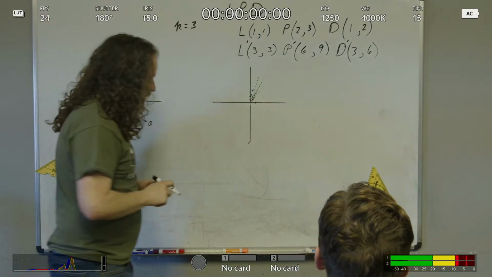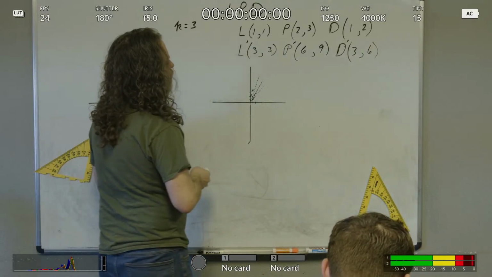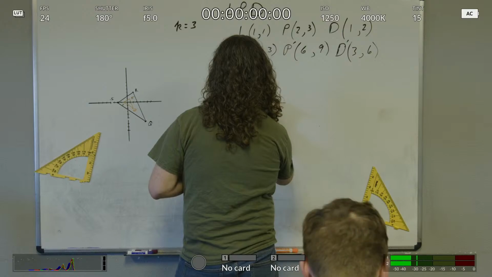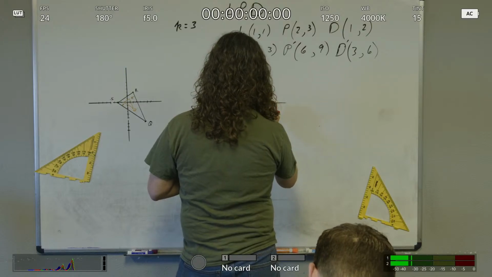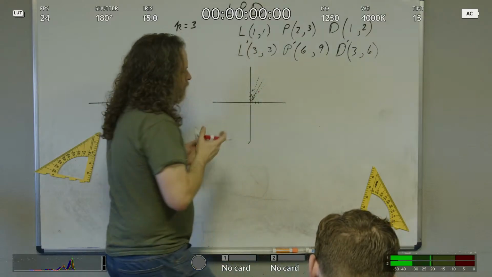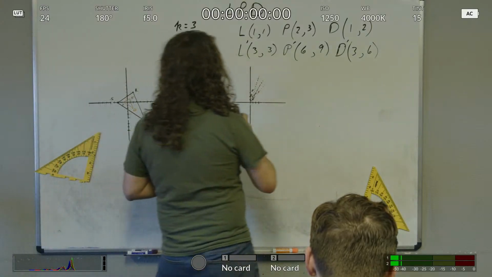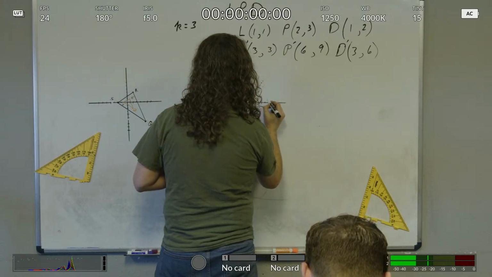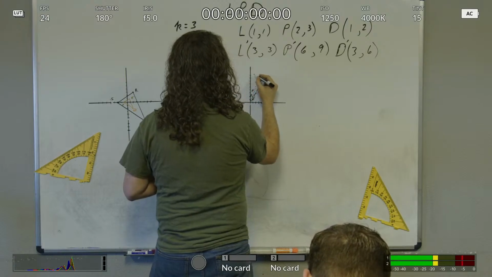Let's see what this looks like when we draw it in and see what happens. So we're at 3, 3. 1, 2, 3. 1, 2, 3. So right there, right on that dotted line. Surprise, surprise. And 6, 9. 2, 3, 4, 5, 6. 1, 2, 3, 4, 5, 6, 7, 8, 9.